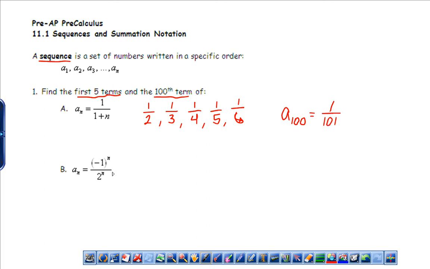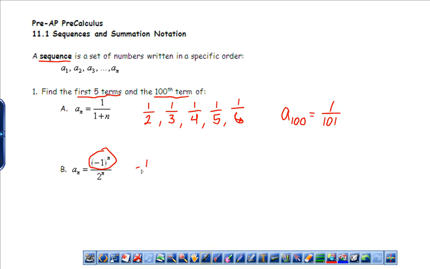Okay, now we get to one a little bit more complicated. Notice this top part right here. All this is going to do, if you think about it, is if you plug in an odd number, you are going to get a negative. And if you plug in an even number, it's going to change to positive. So it's important here to note the first one. Should the first term be positive or negative? Well, that's an odd number, so that's going to be negative.